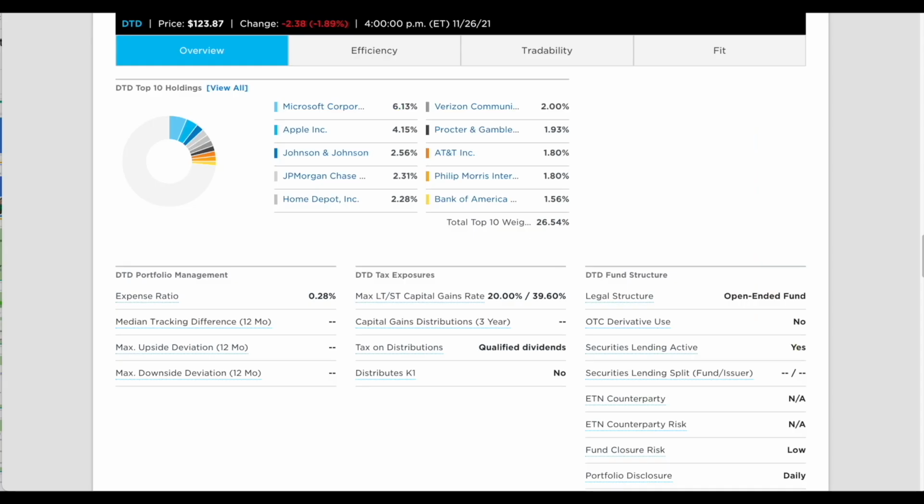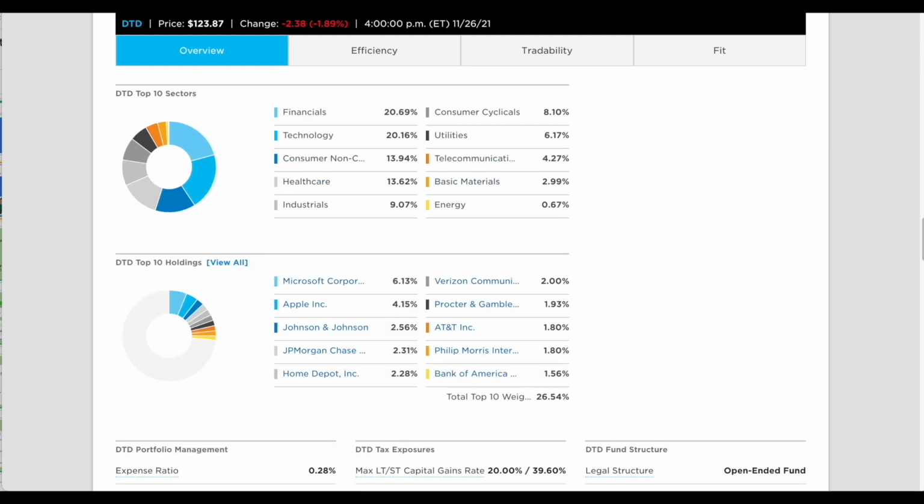And then when we look at the top holdings of DTD, we see that every single company in the top 10 was included on that top 20 list of biggest dividend payers. We have Microsoft, Apple, Johnson & Johnson, Chase, Verizon. These are all very solid companies that have competitive moats and will likely increase their dividends over time.